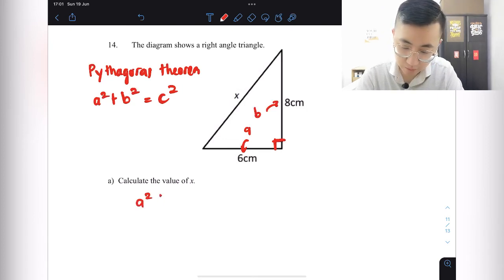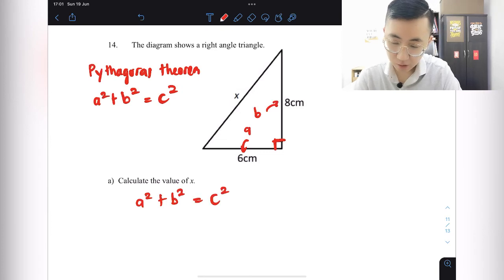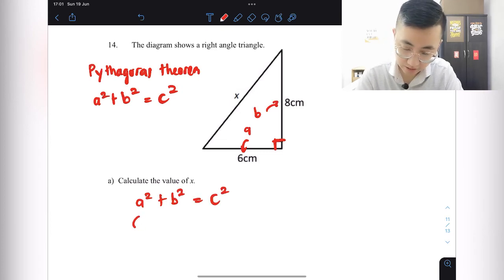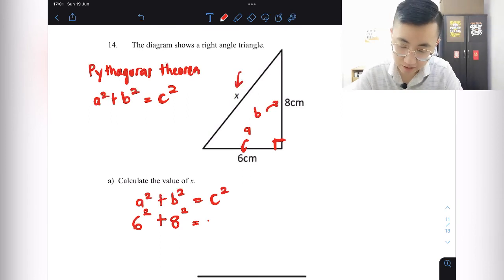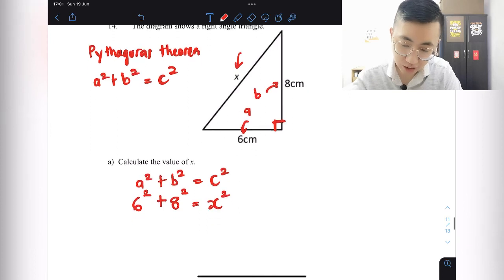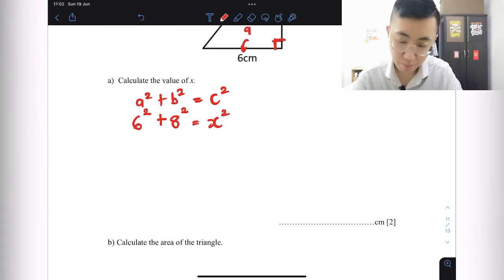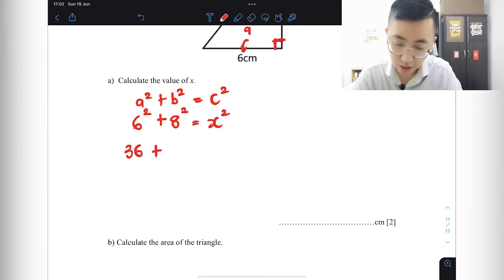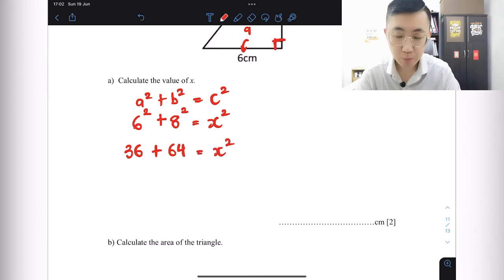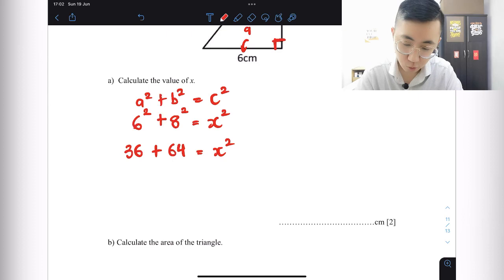A square plus b square is c square, where a is 6 square. Now copy, b is 8, so you write 8 square, and the other value must be your c value, so you use x square. It's a non-calculator paper, therefore I need to do some memorizing. 6 square I know is 36, 8 square is going to be 64, x square, copy back. Slowly bring down your working. 36 plus 64 gives me 100, which equals x square.